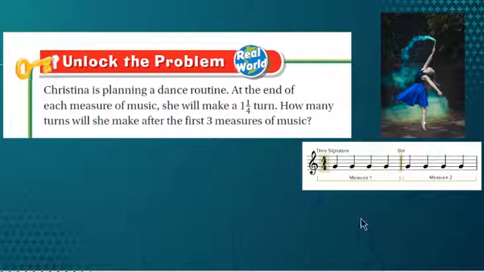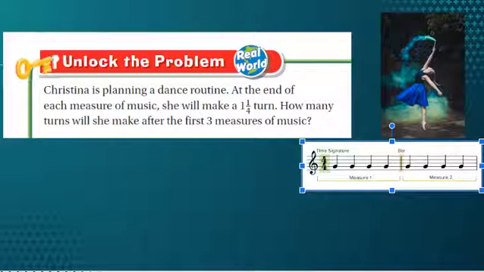Well, some of you might be thinking, what is a measure? I have no idea. I've never heard that word in my life. Well, here's an example right here of what a measure is. It's about how many notes you have in one little section of music, how many notes you have per certain amount of beats. So that part doesn't matter so much to being able to answer our problem, but that's just a little fun background knowledge that you can have and share with your family. You know what a measure in music is about.